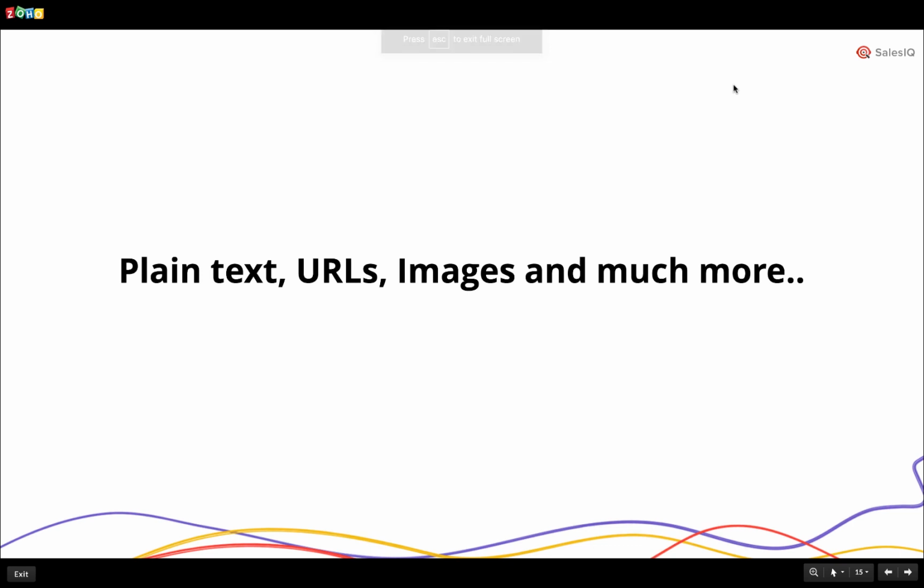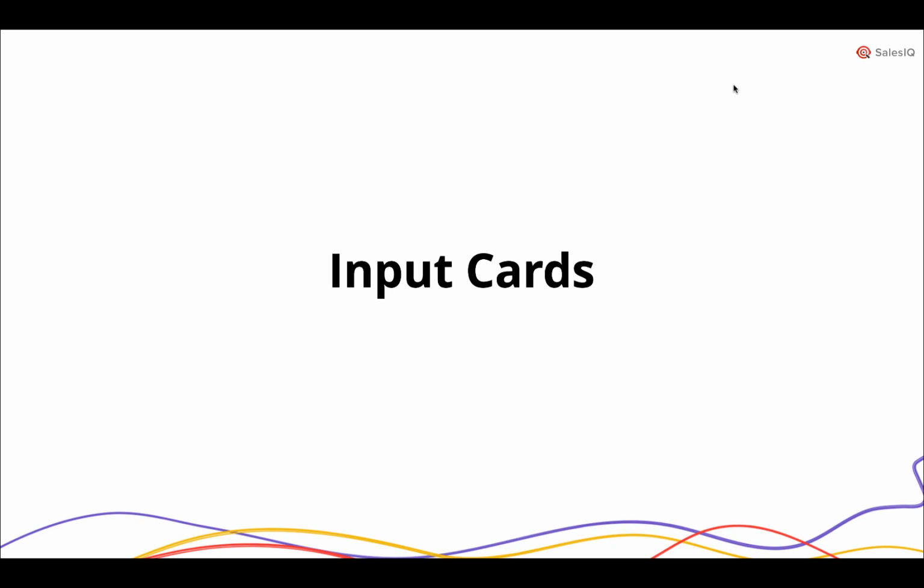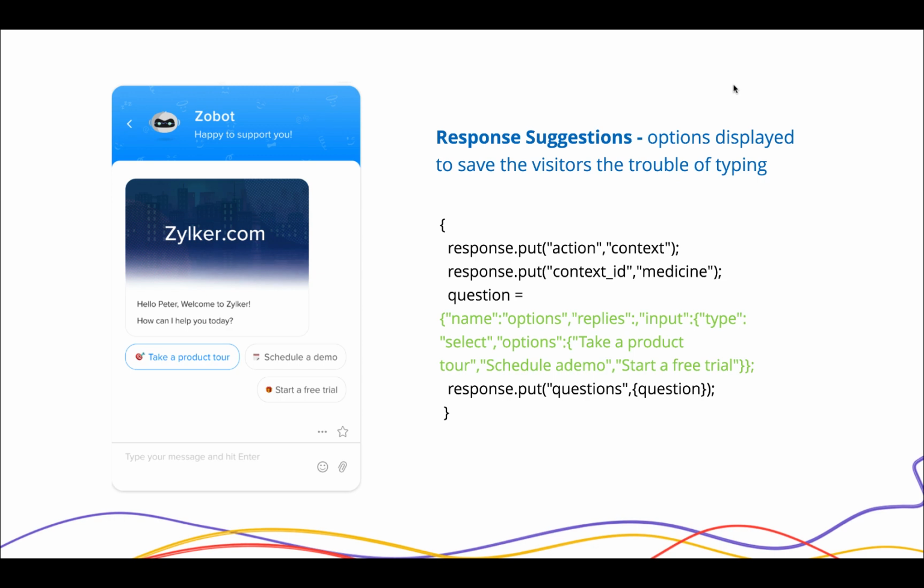So the Zia Skills platform not only allows you to use plain text in your responses, but also images, URLs, and a lot of other rich text like that. For this, you have two categories of cards called input cards and display cards. Input cards are basically used to receive input from the visitor's side, and display cards will be used to display outputs to the visitors.